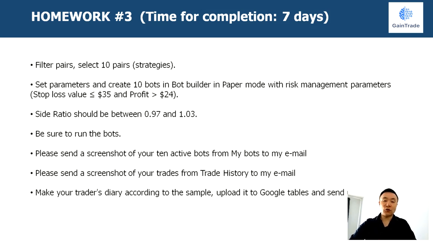Now, it could be different strategies for each pair. Then set the parameters and create 10 bots in Bot Builder in paper mode with the risk management parameters corresponding to a stop loss level of less than $35 and a possible profit per position of at least $24. Also, the side ratio should be between 0.97 and 1.03. So once it meets all these parameters, make sure to run the bots.